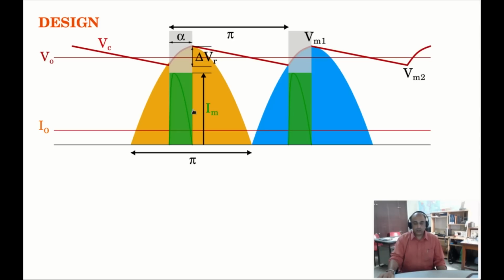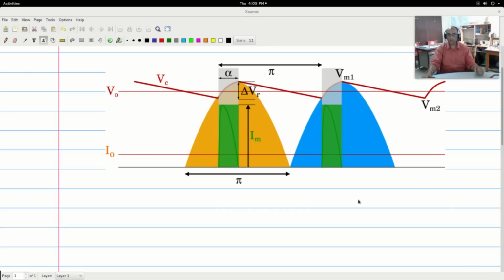Now for this, to write down the equation, it is better for me to use the writing board. So I will go to the writing board and start writing the equation so that you will be able to follow me. I have with me the same waveform figure with all the parameters named here, and we shall use this for writing the design equations.